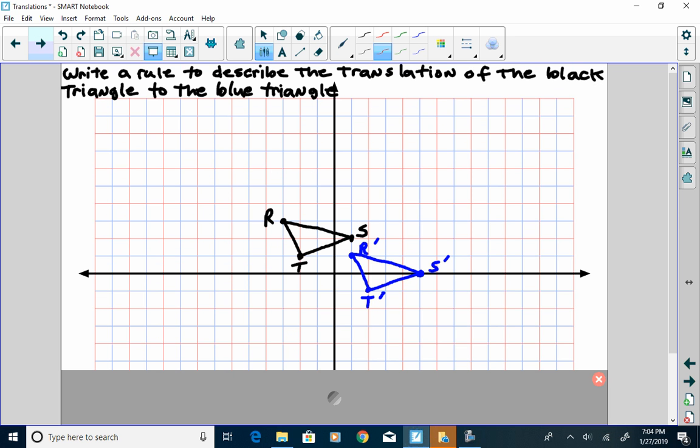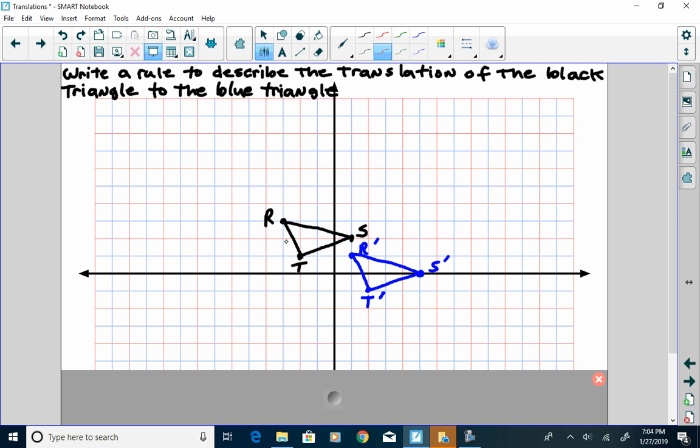Right? And one more for you guys to try on your own. Write a rule to describe the translation of the black triangle to the blue triangle. Here's my pre-image. Here's my image. We're moving right on the x-axis, so we should be adding something to our x value. Notice we're moving down on the y-axis, so we should be taking something away from our y value. All right, so why don't you guys take a look at that rule.